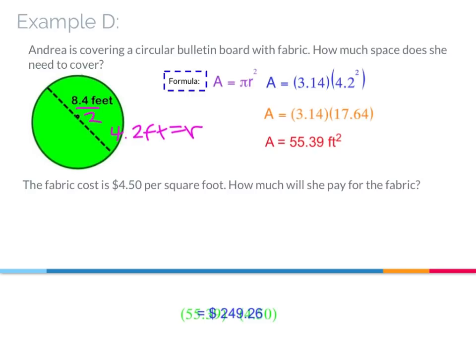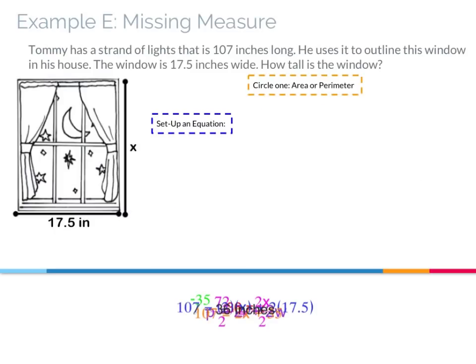And it says that the fabric cost is $4.50 per square foot. How much will she pay for the fabric? So we need to multiply 55.39 times the $4.50 to give us a total of $249.26 for the fabric.